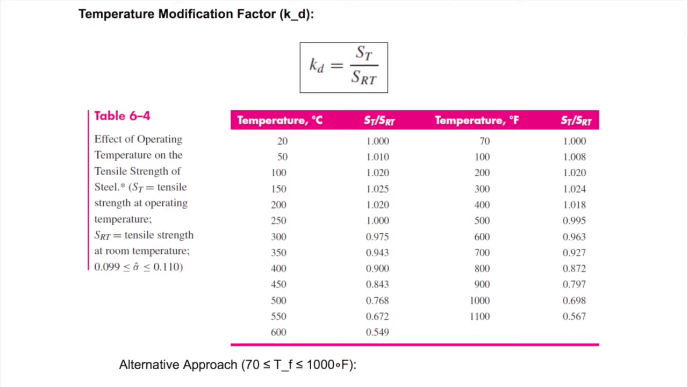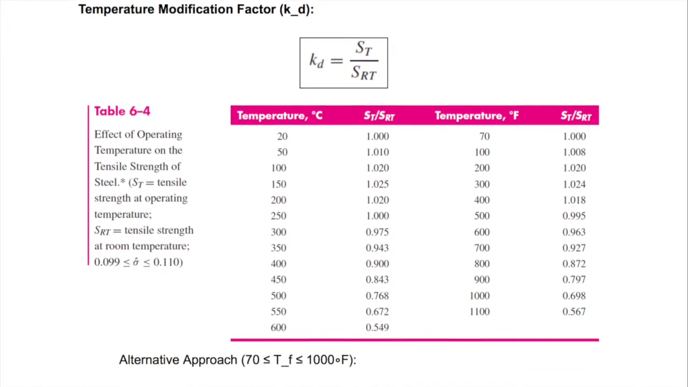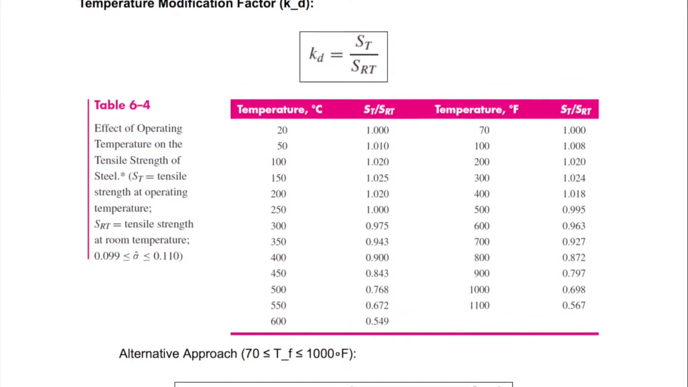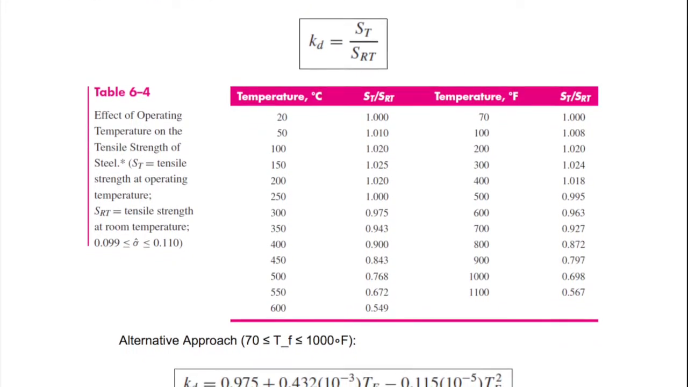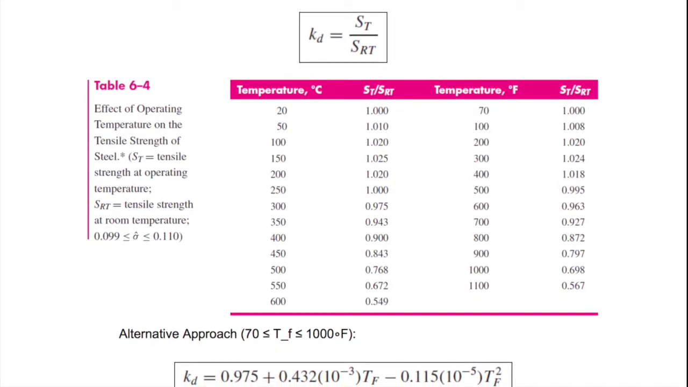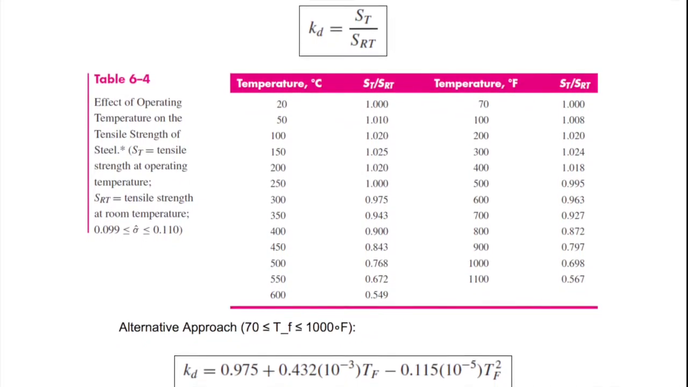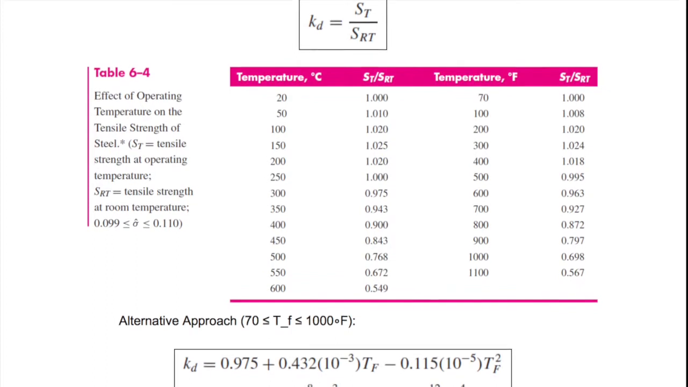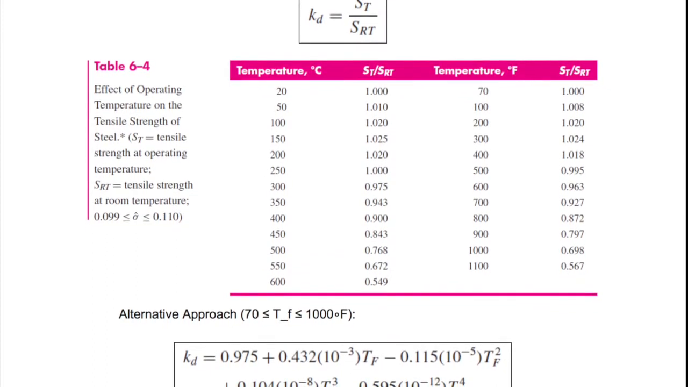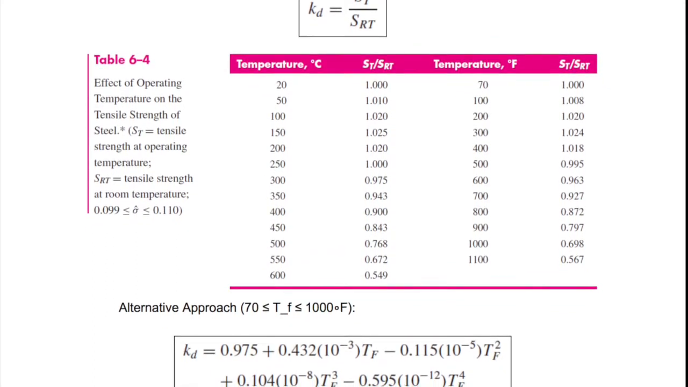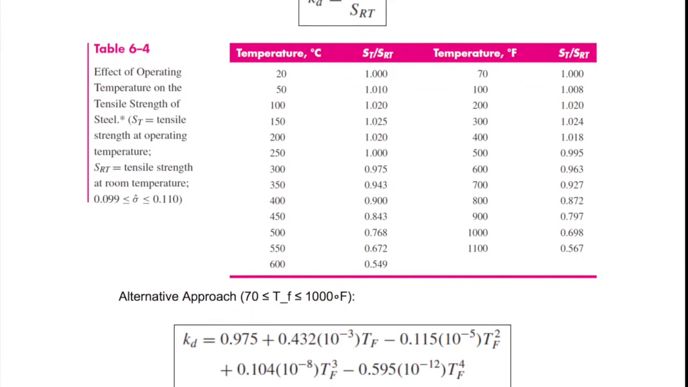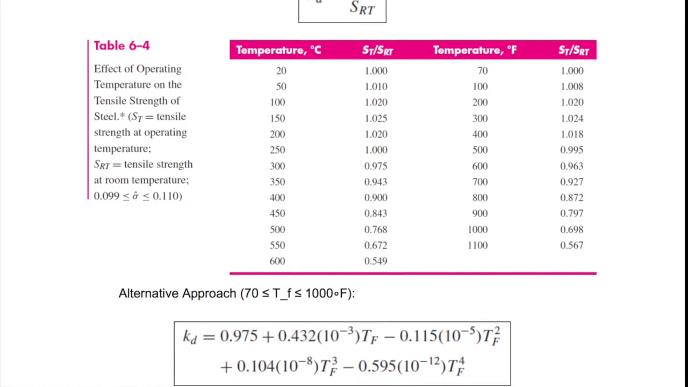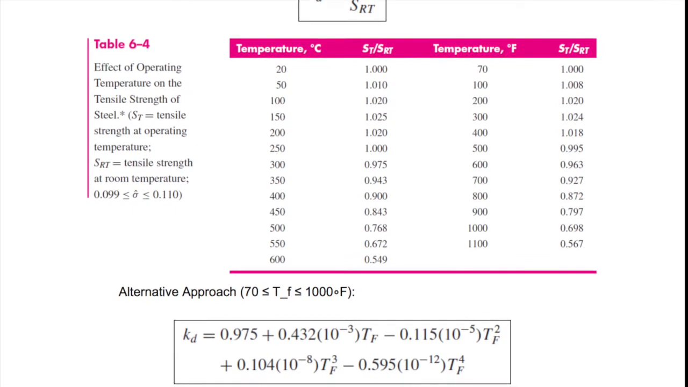K sub D is the temperature modification factor. The simplest way to calculate K sub D is to find the ratio of ST to SRT, where ST is the tensile strength at a given temperature and SRT is the tensile strength at room temperature. Using the table below, find the ratio of ST to SRT for the operating temperature of the component. K sub D is approximately equivalent to this ratio. However, an alternative method is to use the below equation using the operating temperature T sub F.